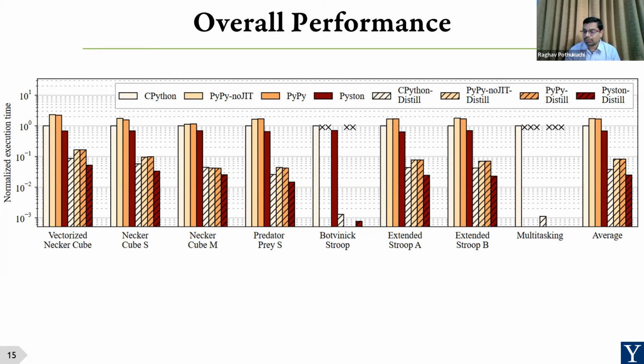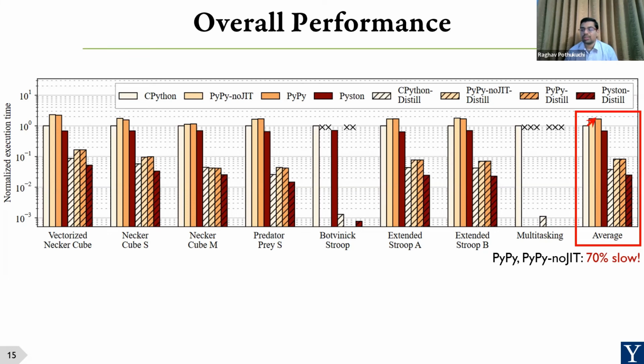Consider the average results first. On average, the PyPy environments have about 70% slower execution than the standard execution. This is surprising because these tools are intended to provide performance benefits, whereas we see slowdown. On the other hand, Pyston provides an execution that is about 1.5 times faster than the standard execution. When Distill is used, the execution becomes about 27 times faster.